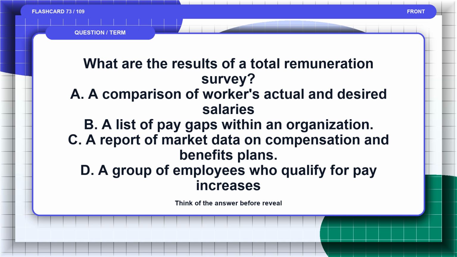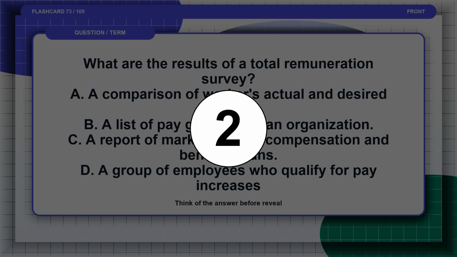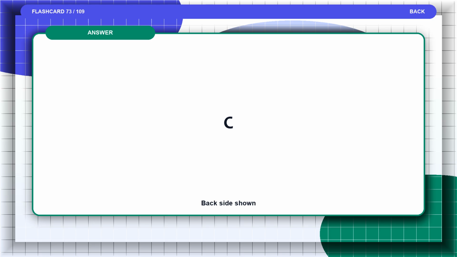D. A group of employees who qualified for pay increases. Pause and think of the answer before the reveal. The answer is A.